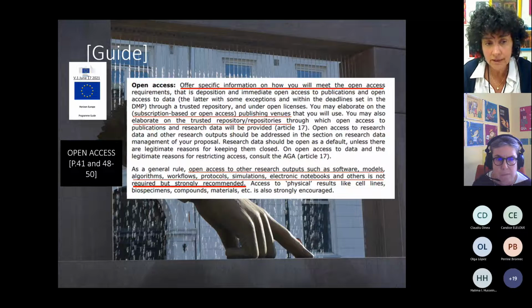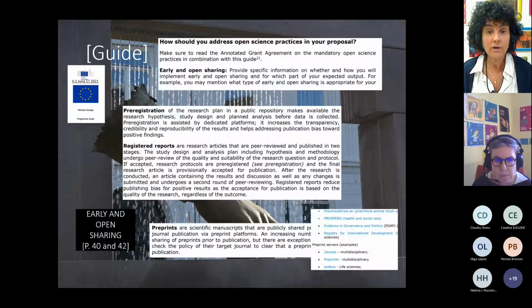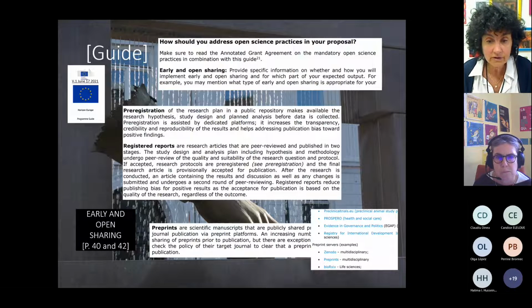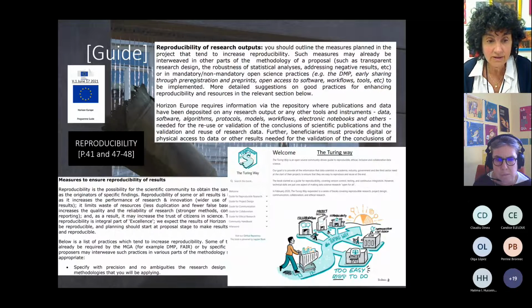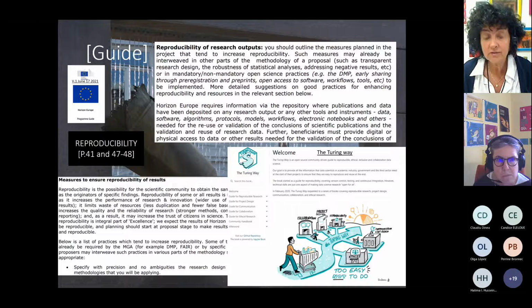You have the program guide, like 10 pages on open science practices, like open access, bearing in mind that open access is mandated for publication, but it's recommended for anything else. So whenever you open something beside publications, state it in the proposal, okay? Then you have pre-registration, preprints, whatever you can think of, and whatever you can see in the rainbow of open science practices.